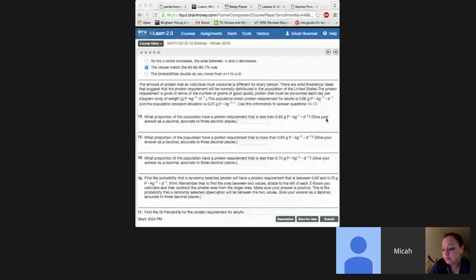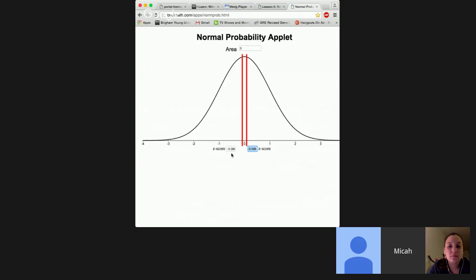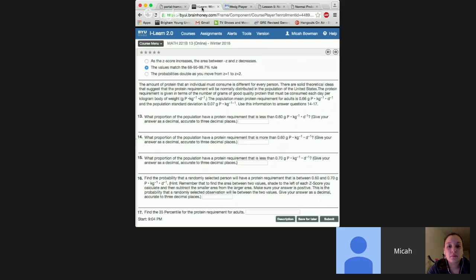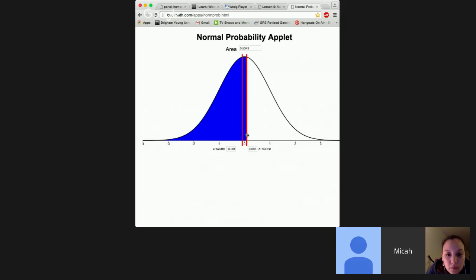So I'm going to share this. Once we have that score, we plug that in here. It rounded it for me. The question asks, what proportion of the population has a protein requirement that is less than 0.6? So we found our population, so we have to include that one and that one. Because this is a z-score, wait, let me think.